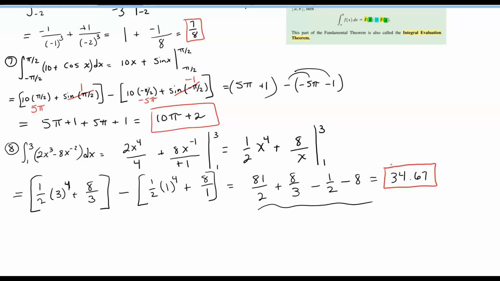Okay, and we did this all by hand. We didn't need to use a calculator or anything. I mean, you could use a calculator for this, but why? You need the practice. Okay, you really do need the practice.